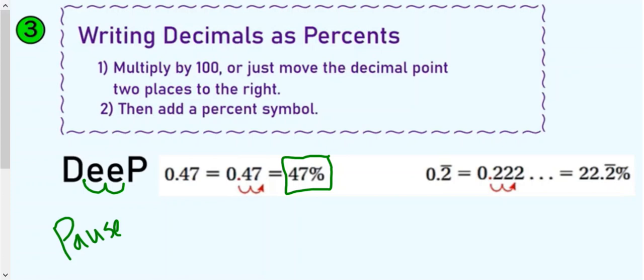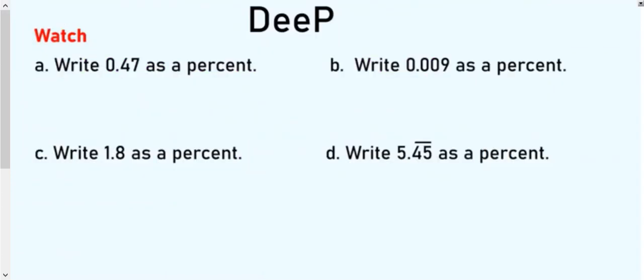Alright, here come some examples. On this slide, I would like you just to watch as I work through these examples. Again, we're going to be going from decimal to percent, so we're going to be moving from left to right. Okay, so if I start with 0.47 or 47 hundredths, and I take that decimal, move it 2 places to the right, I get 47%.